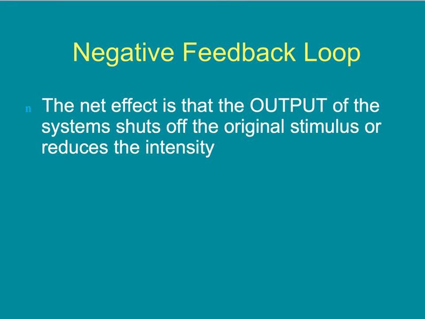In homeostasis, there are two loops. There is a negative feedback loop and a positive feedback loop. Negative feedback loops are much more common in the body. This is defined as the net effect is that the output of the system shuts off the original stimulus or reduces its intensity. What is this really? Let's go on to the next slide and you will find out.